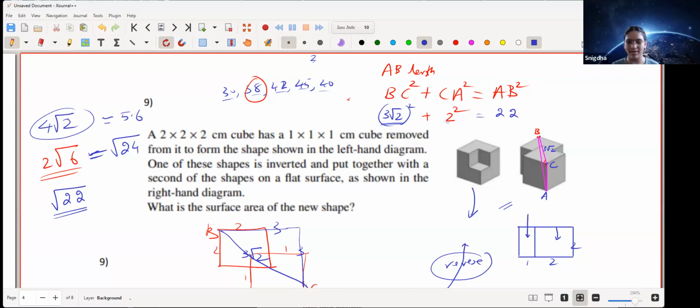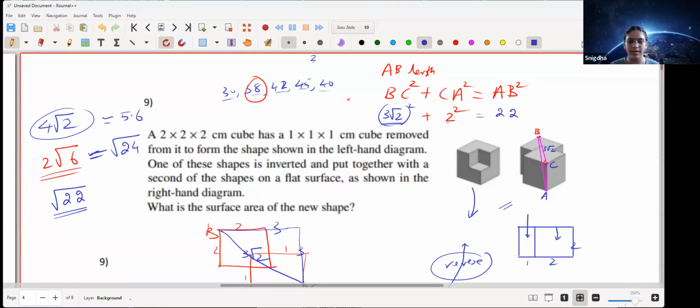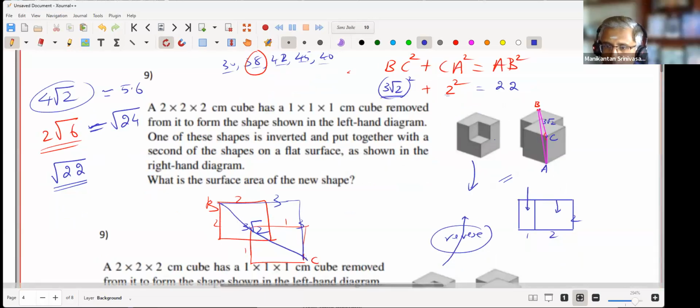Wait, so I have a question. Yes. How is CA 3? Wait, C is 2. All of these cubes are side length 2, right? Yeah. Wait, so I had a question. How did you get BC? BC. So from the top you're looking, right?